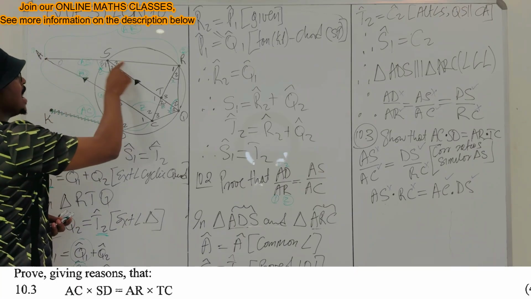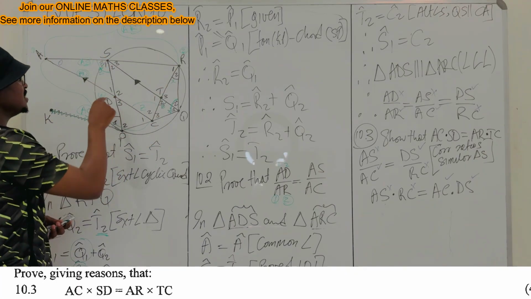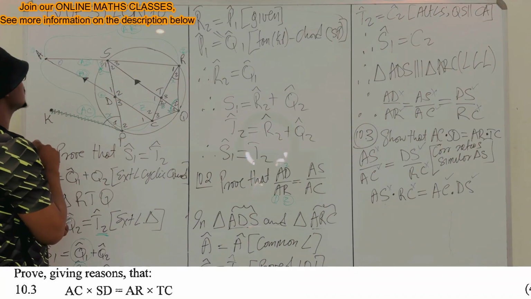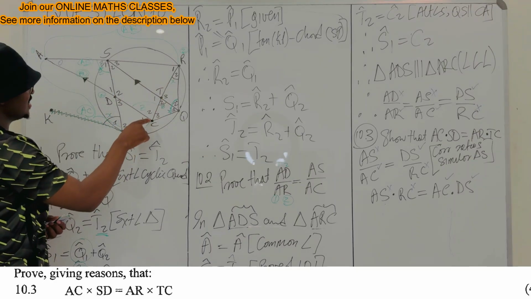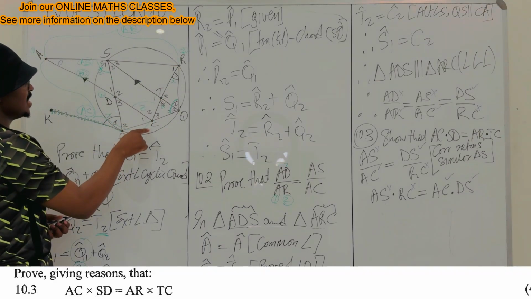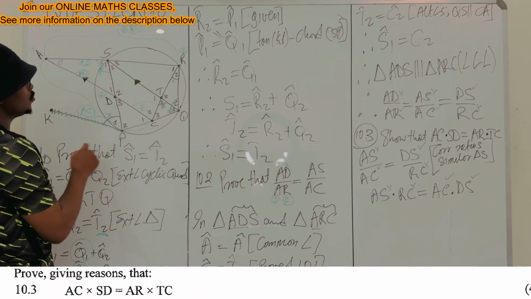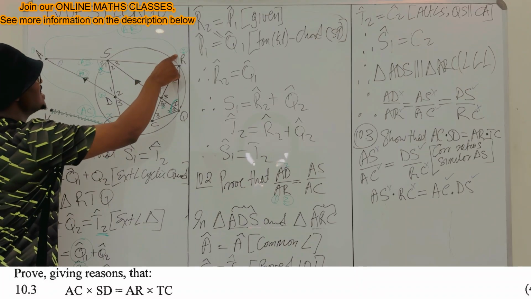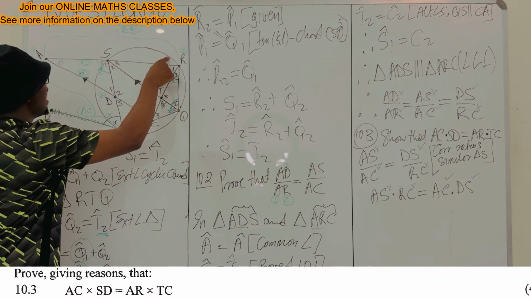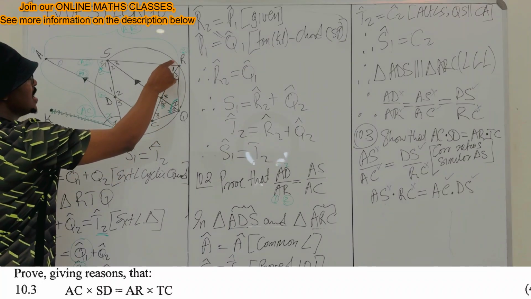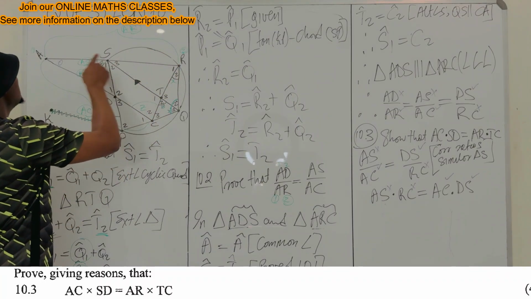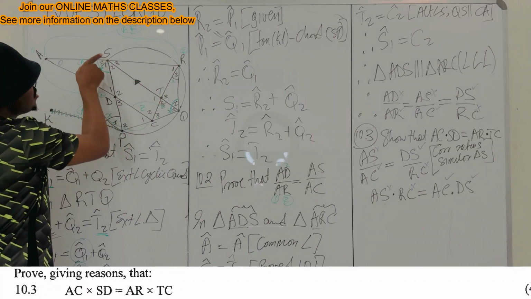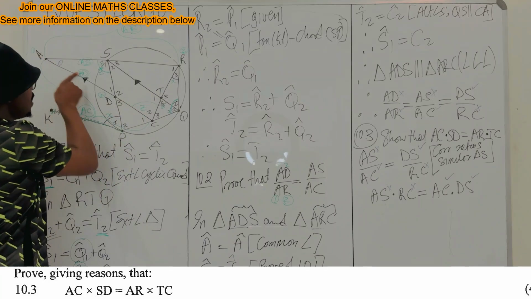Okay, let me start this again. You have triangle RST and triangle RAC. So you have two triangles. Okay, actually, you have one triangle RAC. And this triangle RAC is divided by the line segment ST. And your ST is parallel to AC.